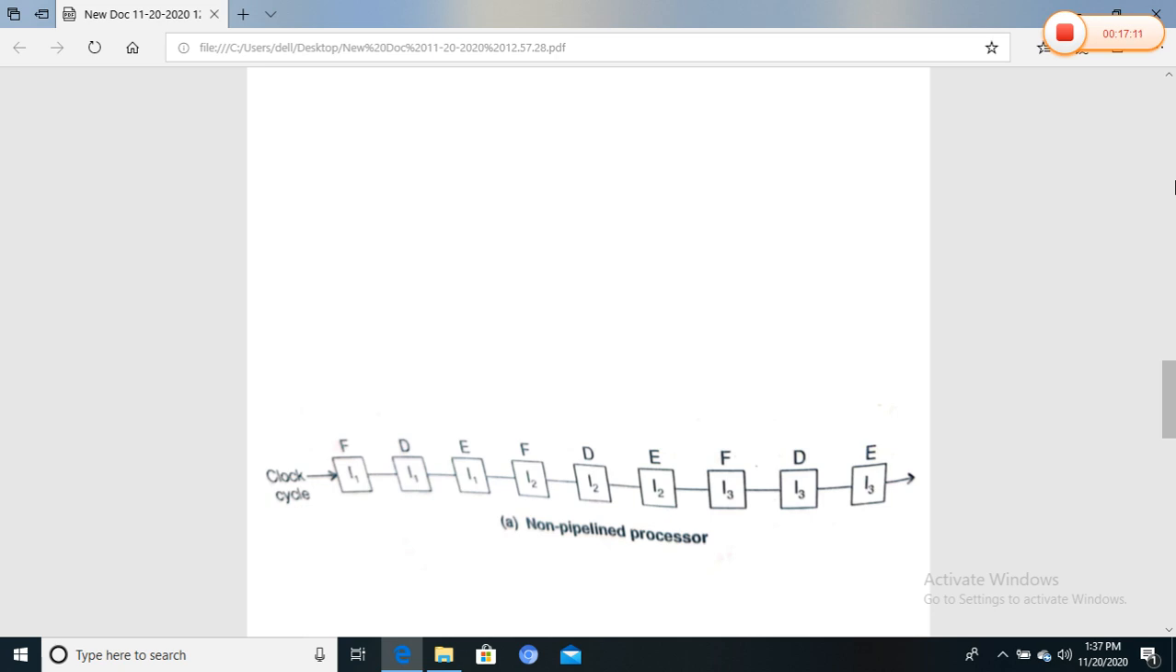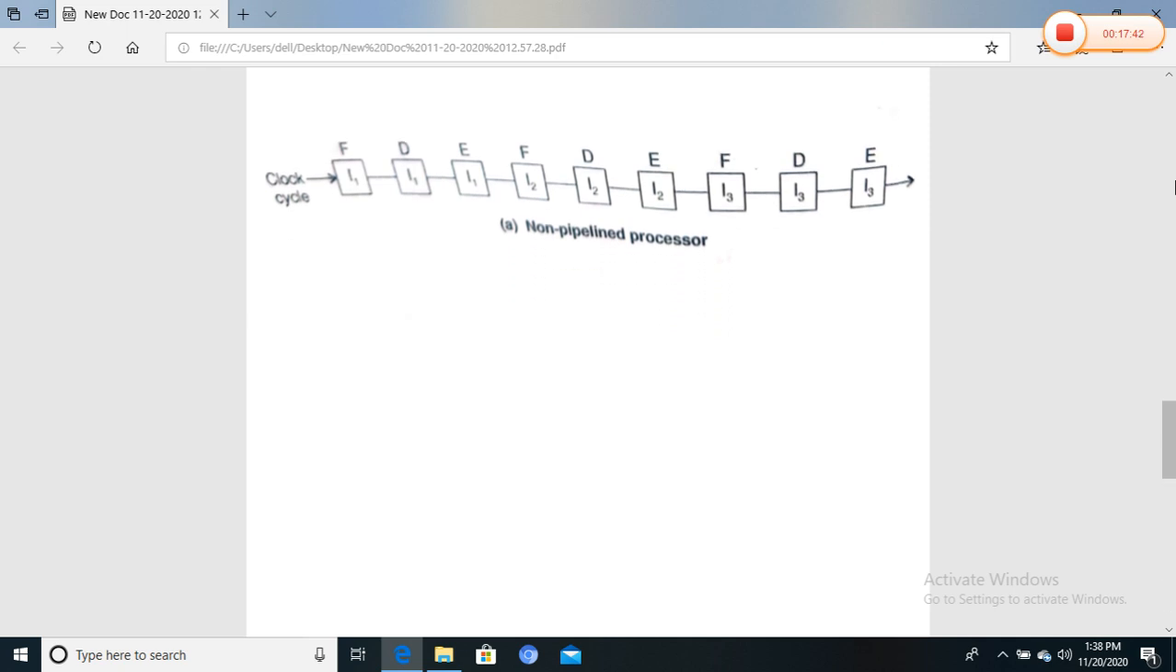But in a non-pipelined processor, 9 clocks are required. I1, I2, I3, with fetching, decoding, and executing. F is fetch, D is decode, E is execute. There are 9 clock cycles required. There are individual fetching, decoding, and executing cycles for the 3 instructions. This is the non-pipelined process.